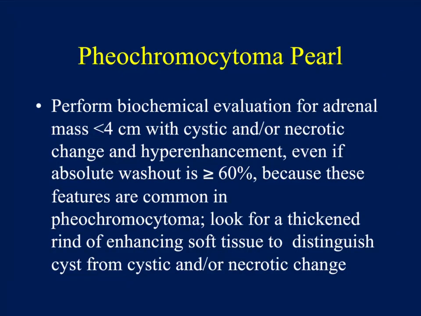Now, perform biochemical evaluation for adrenal masses under 4 cm with cystic and or necrotic change and hyperenhancement, even if the absolute washout is over 60%, because these features are common in Theos.